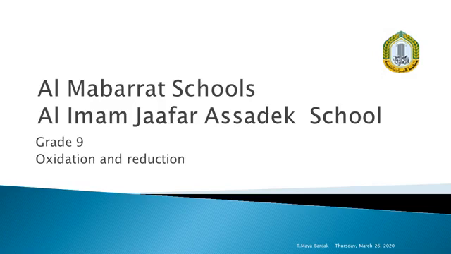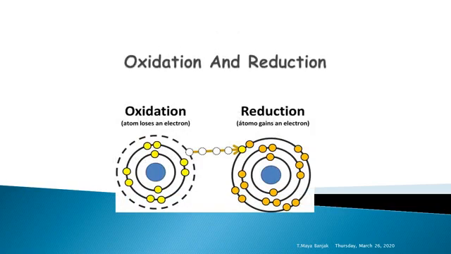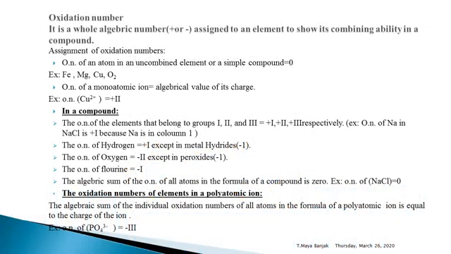In this lecture, dear students, we are going to explain the oxidation-reduction reactions. We all know that oxidation is when the atom loses electrons, while reduction is when the atom gains electrons. In the previous lecture, I explained how to calculate the oxidation number. And in this slide, I summed up all the rules that you have to use in order to calculate the oxidation number of any atom in an element or in a compound.